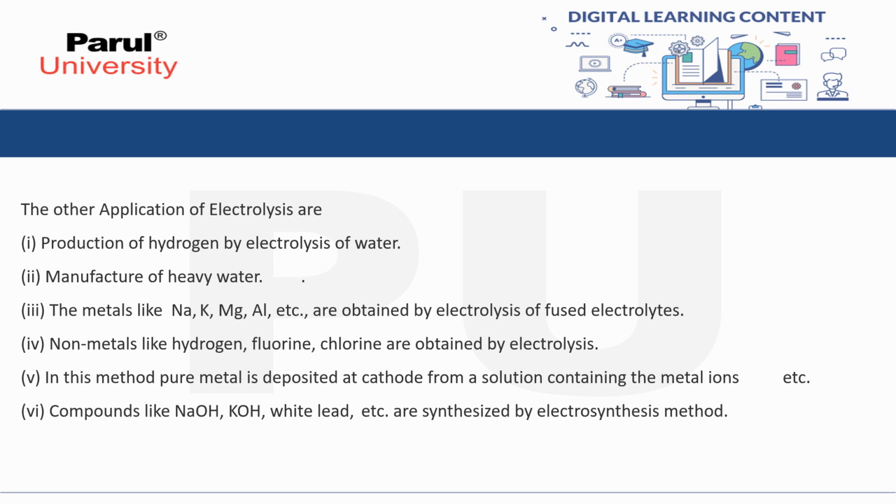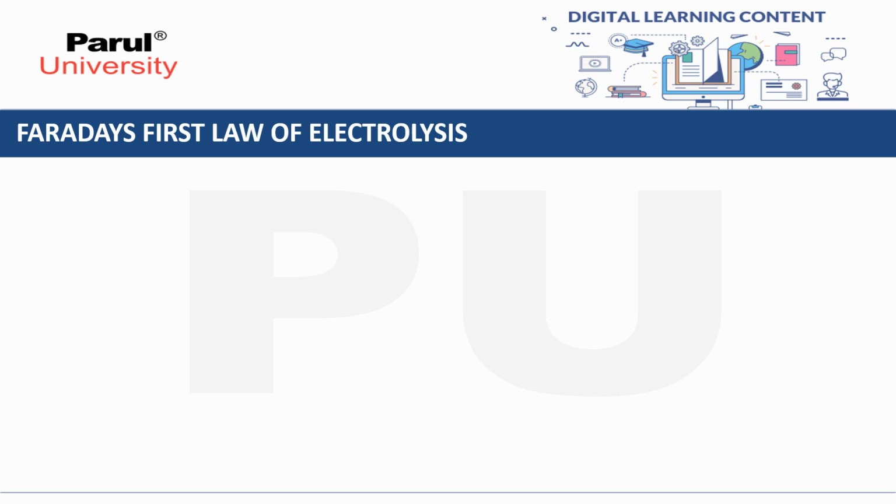sodium, potassium, magnesium, aluminium, etc. are obtained by electrolysis of fused electrolytes. Non-metals like hydrogen, fluorine, chlorine are obtained by electrolysis. Through the electrolysis method, the pure metal is deposited at the cathode from a solution containing the metal ions. And also compounds like sodium hydroxide, potassium hydroxide, white lead, etc. are synthesized by electrosynthesis of charge.